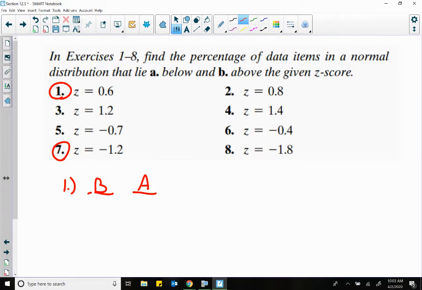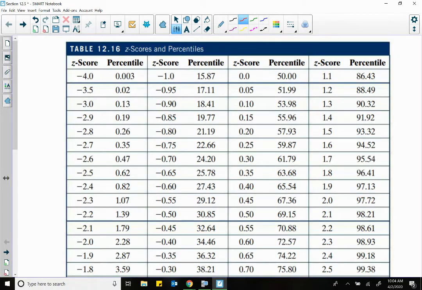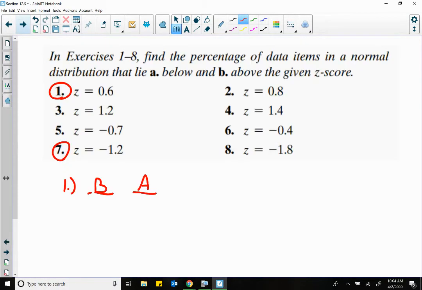In your assignment, the z-score table that you need will be right above or right below the question. So if we go over here, let's find 0.6, and it's right here. What is the percentile? It's 72.57%. So 72.57% of my data is below a z-score of 0.6.